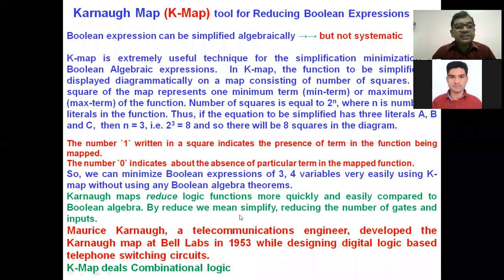As I have already said, Maurice Karnaugh, a telecommunication engineer, developed the Karnaugh map at Bell Labs in 1953 while designing digital logic based telephone switching circuits. One more important thing is that this K-map deals only with combinational logic. What is the meaning of combinational logic?